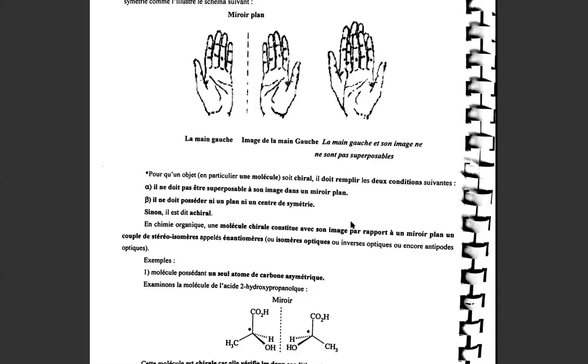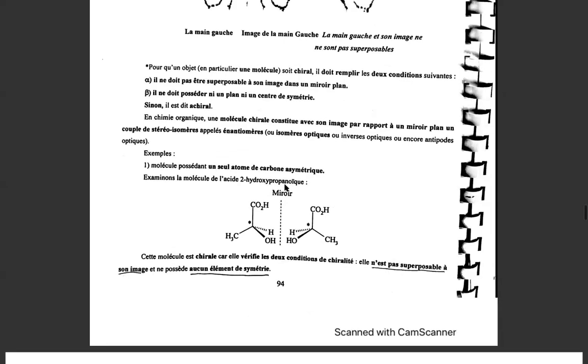But there is another trick. If you only have one asymmetric carbon in an organic compound, like in the case of 2-hydroxyl propanoic, you are automatically having a chiral compound. It was found from analysis that having only one asymmetric carbon, you are going to have a chiral molecule, which will not be superposable with its image, and will not have any plane of symmetry. So is it clear?